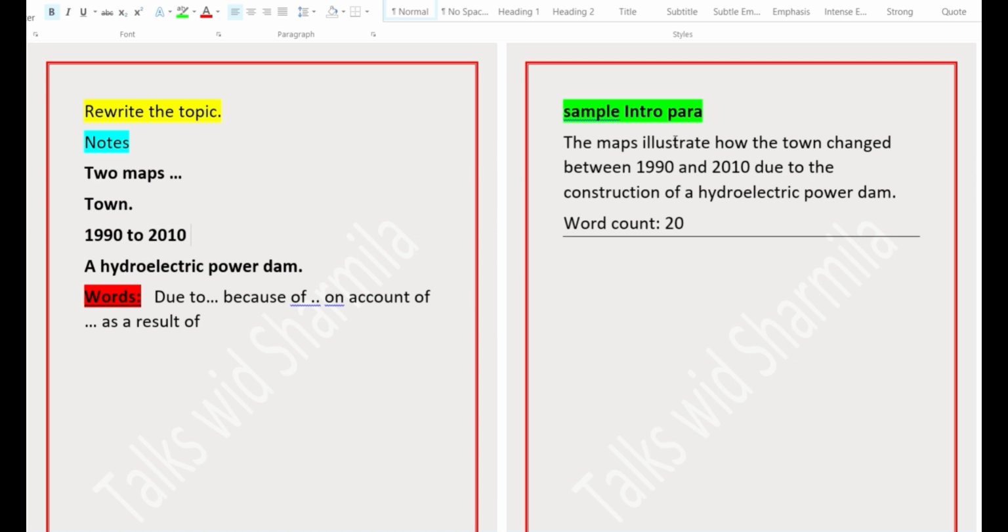The maps illustrate. Because there are two maps, it is the plural form, the maps. And when the subject is plural, the verb becomes singular. So this is subject-verb agreement. The maps illustrate. Always stick to the same word, illustrate. Then it is how the town changed between 1990 and 2010 due to the construction of a hydroelectric power dam. Due to, because of this, the town has undergone great changes. So this is the complete paragraph of word count 20.